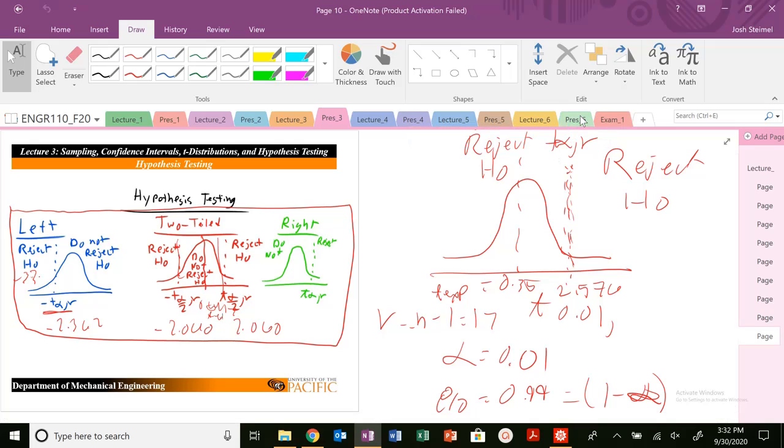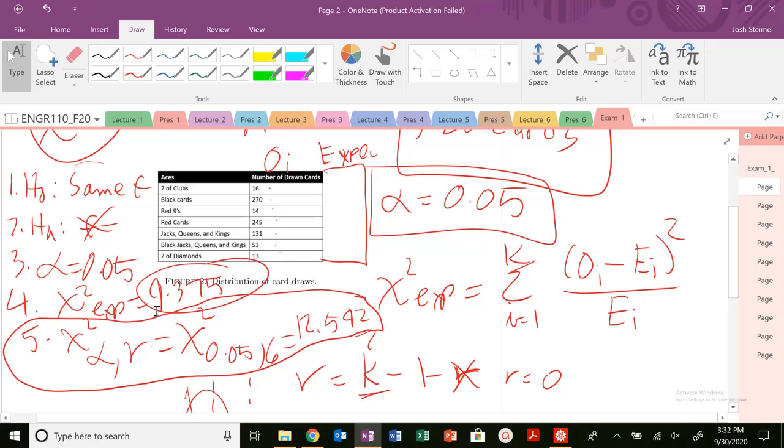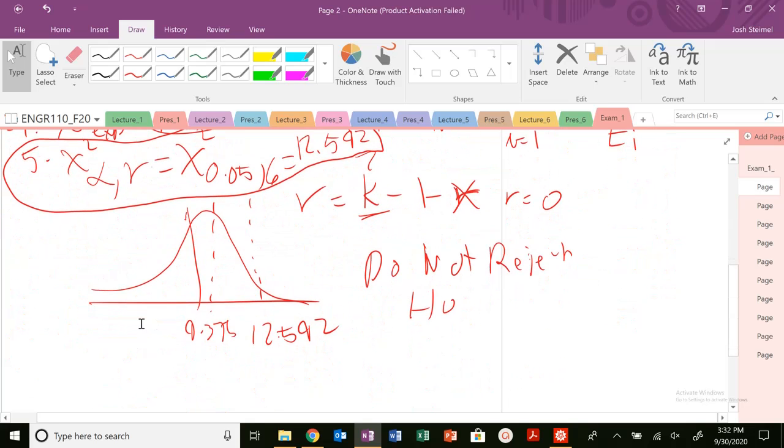So we are not going to accept that the frequencies are different. We do not reject H naught. So we are saying that the person, luckily for them, at this confidence level, we are not going to say that they cheated. So that's it. That's the first problem done.